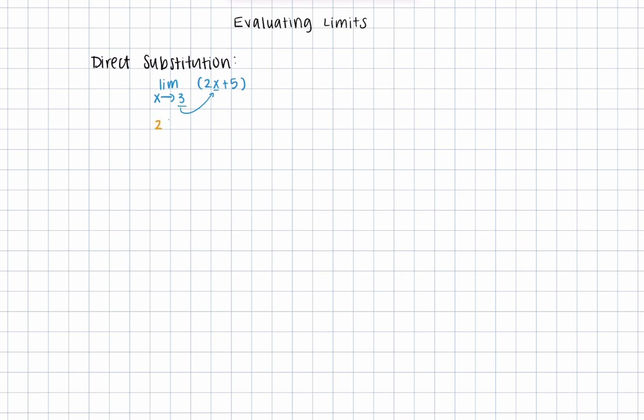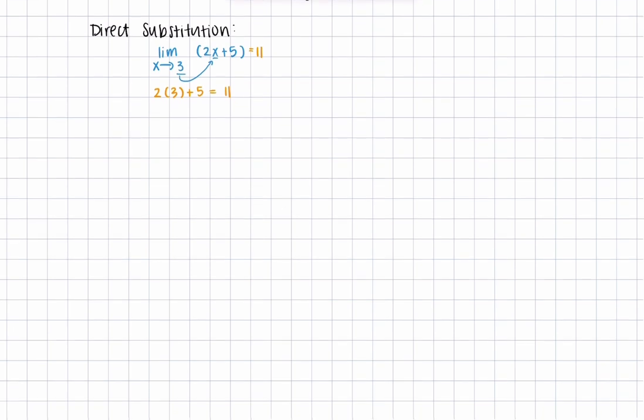So let's do that. 2 times 3 plus 5. All I'm doing is replacing my x with 3. So 2 times 3 plus 5, that's 6 plus 5, which is 11. So the limit as x approaches 3 for the function 2x plus 5 is 11. So this is direct substitution.